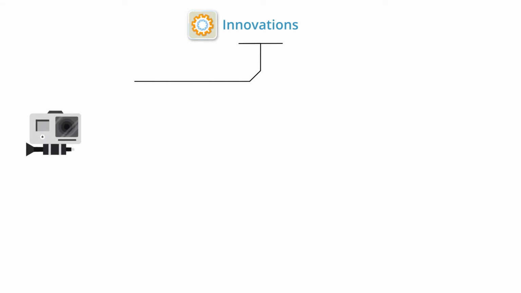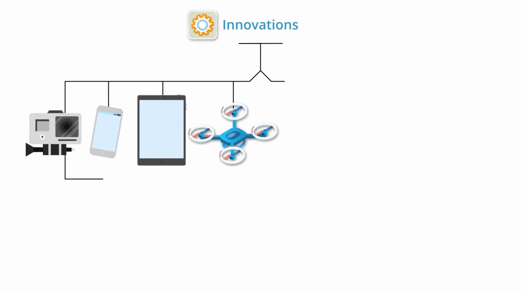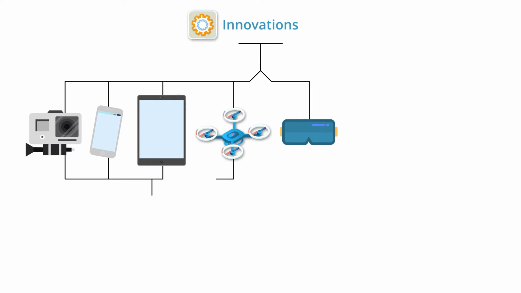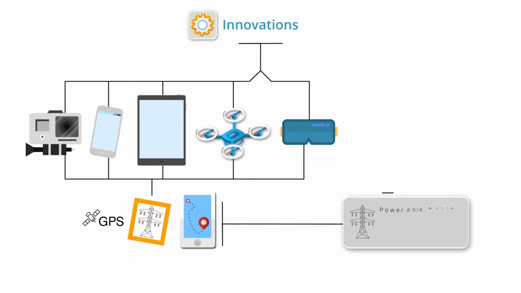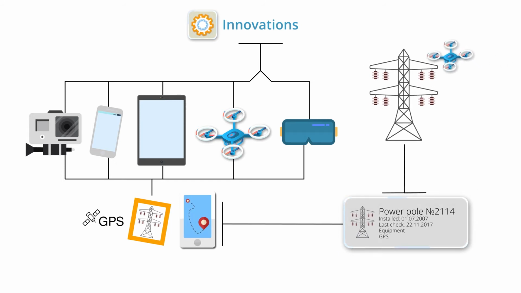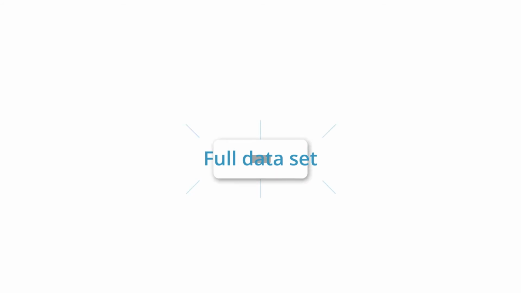Innovations. By using an array of technological devices, motion sensor cameras, smartphones, tablets, drones, VR equipment, we can track the use of energy through visual data and via GPS. This helps diagnose failures, removing the need for routine inspections of electrical towers. A full dataset is created from one system.